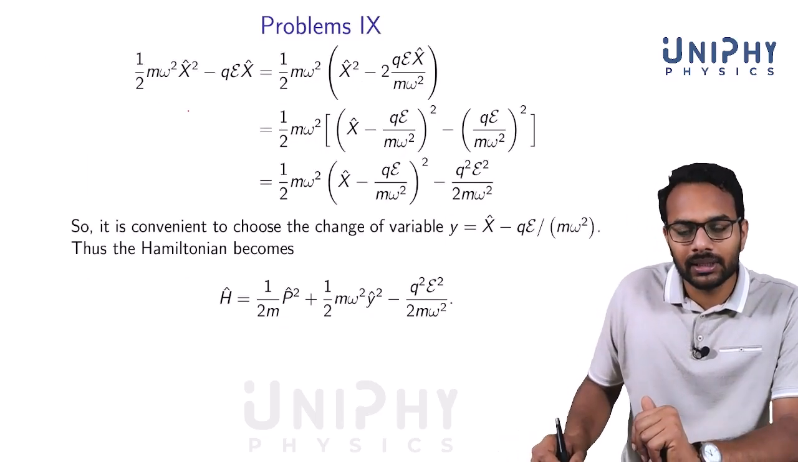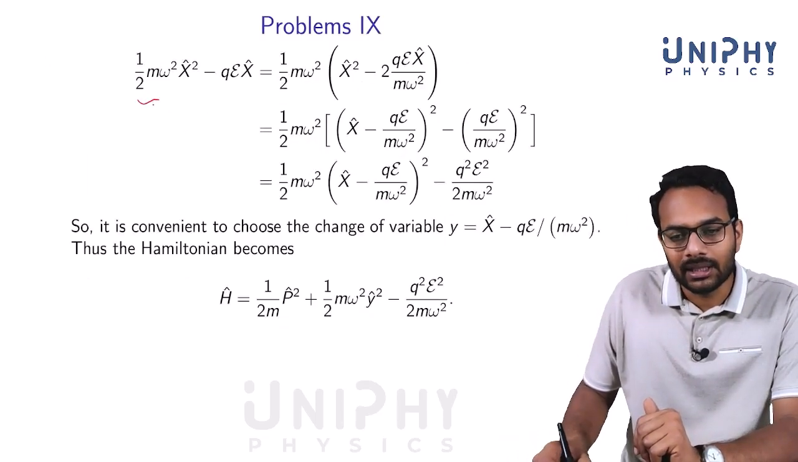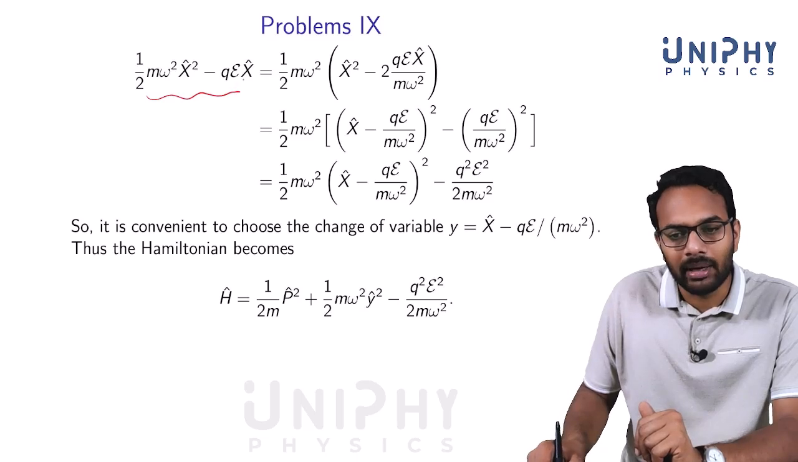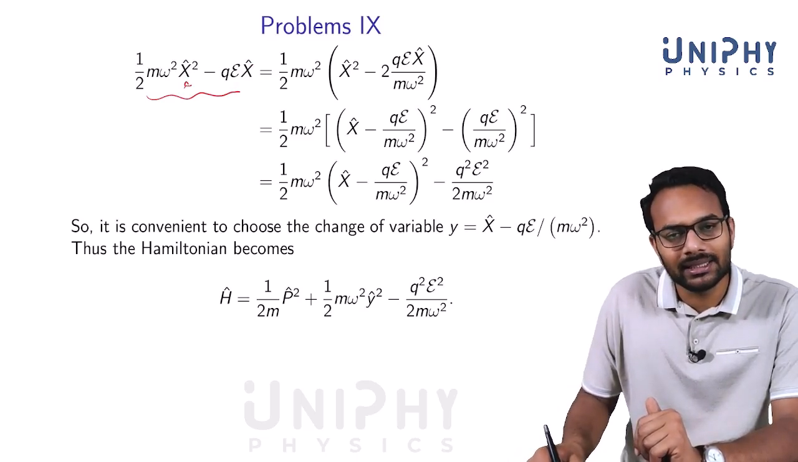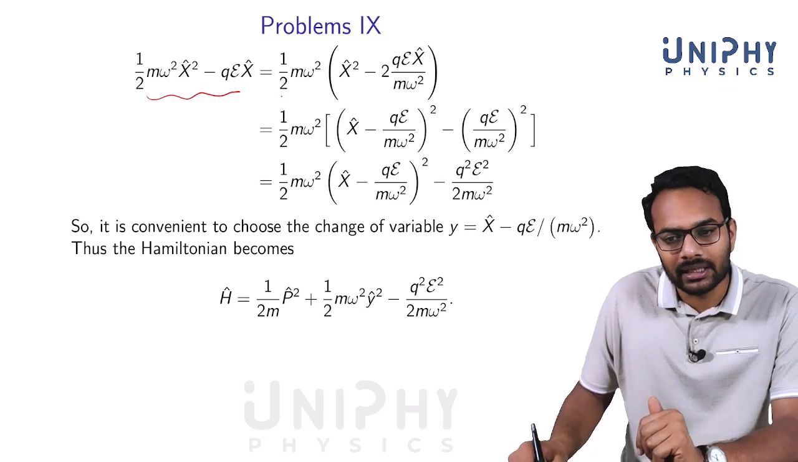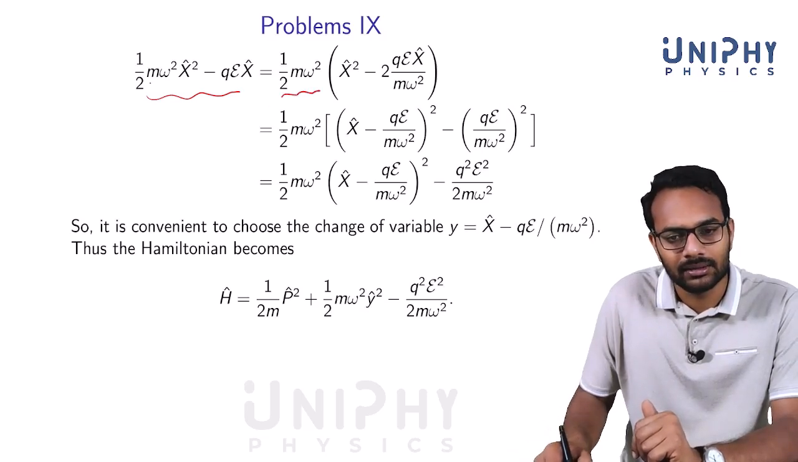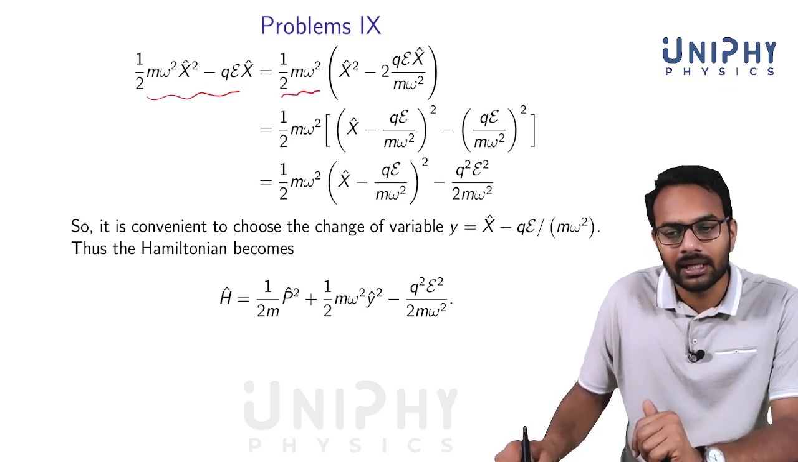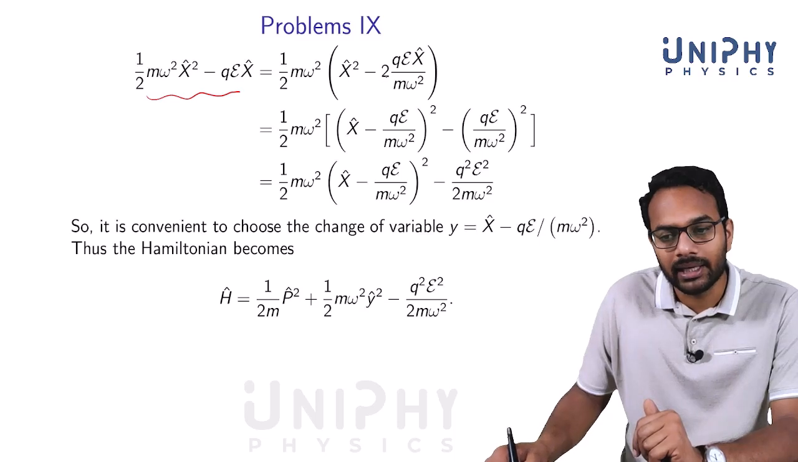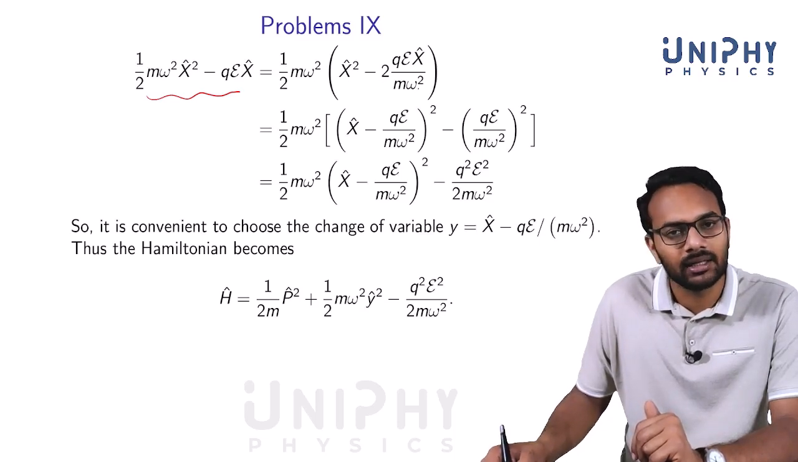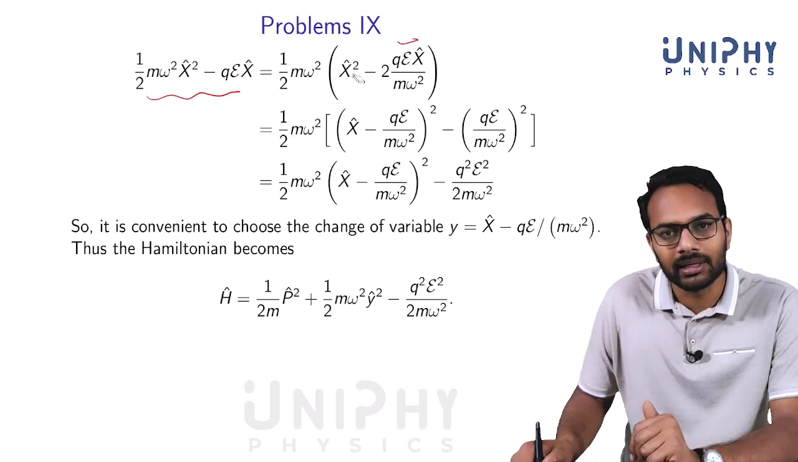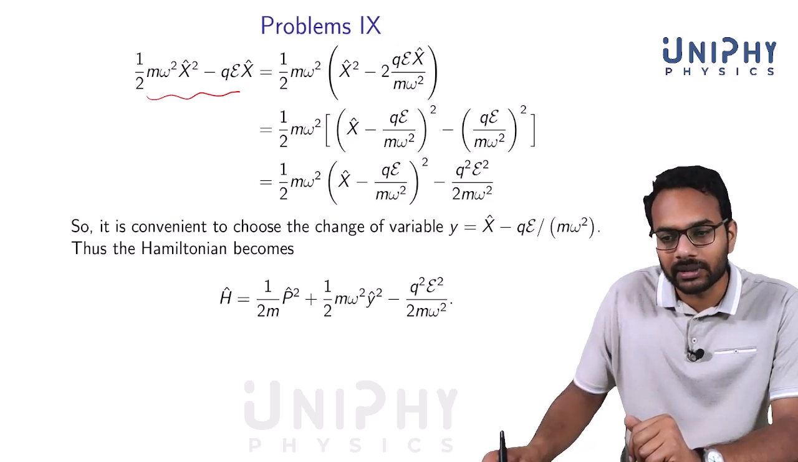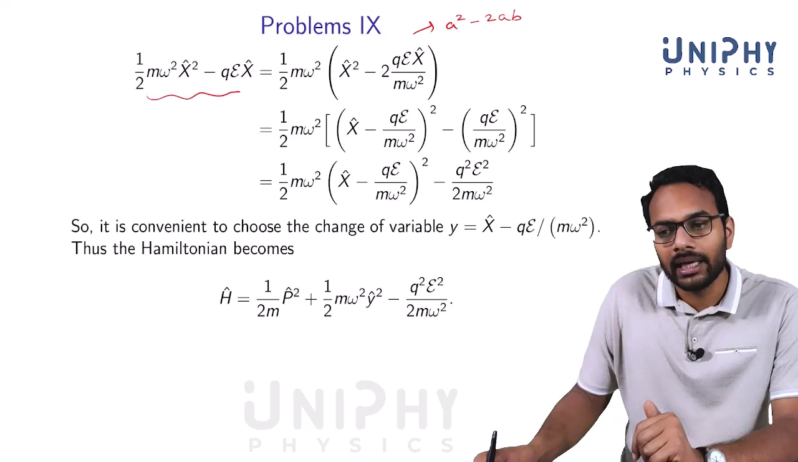So what we do here is take the terms half m omega square x square minus q epsilon x cap. We want to isolate this x square term, so we pull half m omega square outside, and what we have is x square minus 2 q epsilon x divided by m omega square. I hope this is fine. I have just pulled out half m omega square. Now this is of the form that we like.